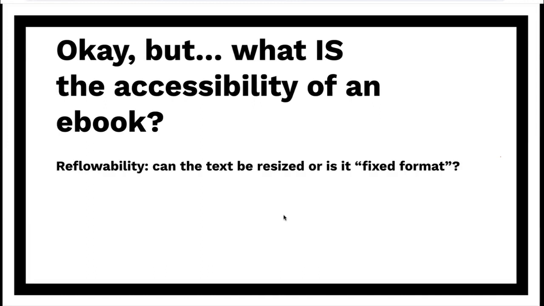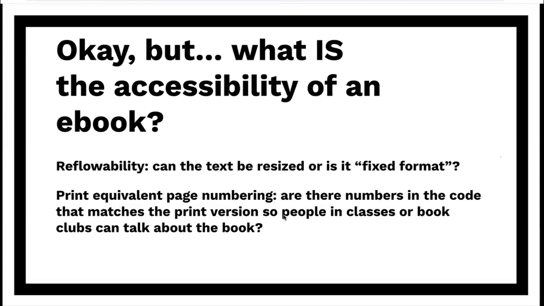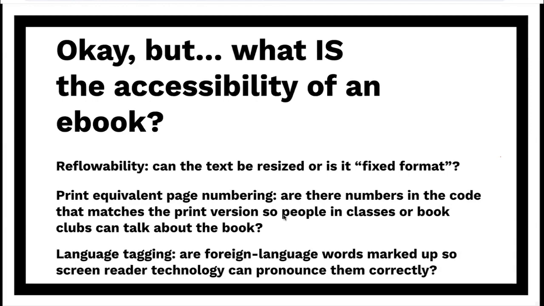Reflowability: can the text be resized or is it in fixed format? Print equivalent page numbering: are there numbers in the code that match the print version so that people who are in classes or book clubs can talk about a book together? Language tagging: are foreign language words marked up so that screen reader technology can pronounce them correctly? Of course, there are so many more than this, and I know you can think of a couple off the top of your head, and there's metadata to describe all of it. We're going to talk more about what that is in a second.